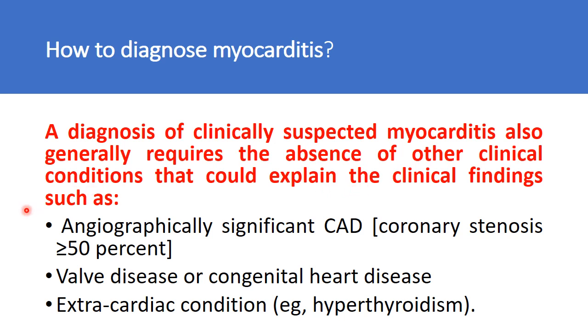The diagnosis of clinically suspected myocarditis also requires the absence of other clinical conditions that could explain the clinical findings, such as angiographically significant coronary artery disease with coronary stenosis 50% or more, valvular heart disease, congenital heart disease, or even extra-cardiac conditions such as hyperthyroidism.